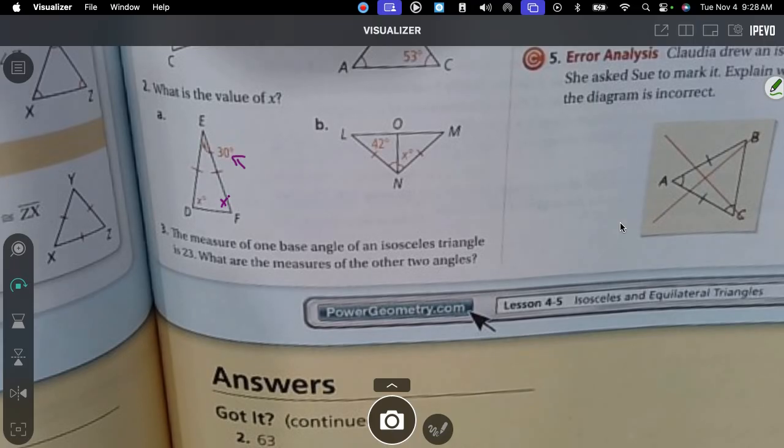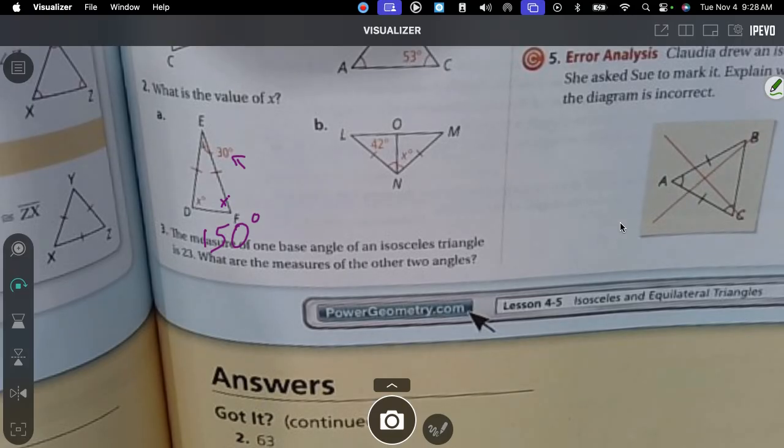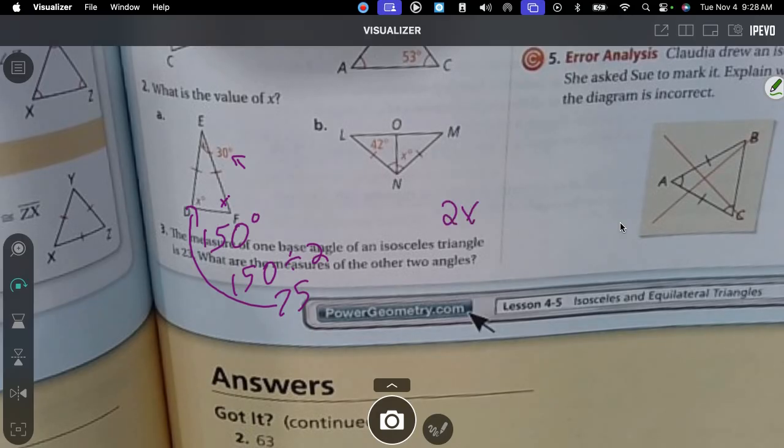What's left over? What's 180 minus 30? 150. So I have 150 degrees left, and I need to split it between those 2 angles. 75. So they're 75 degrees. You just divide it by 2. And you have split it. And make sure it works. It's 75 plus 75 plus 30. 180 it is.